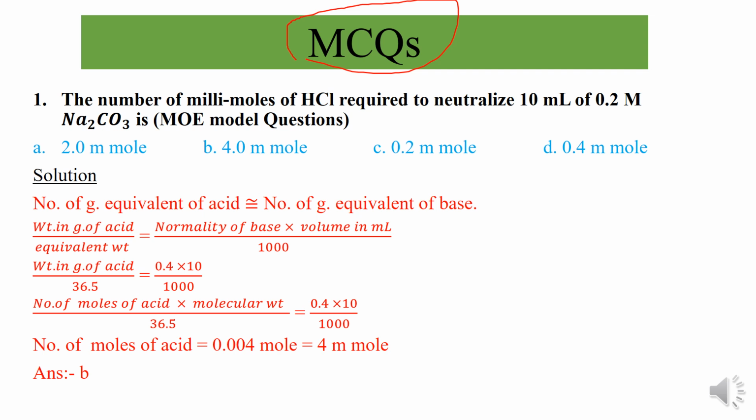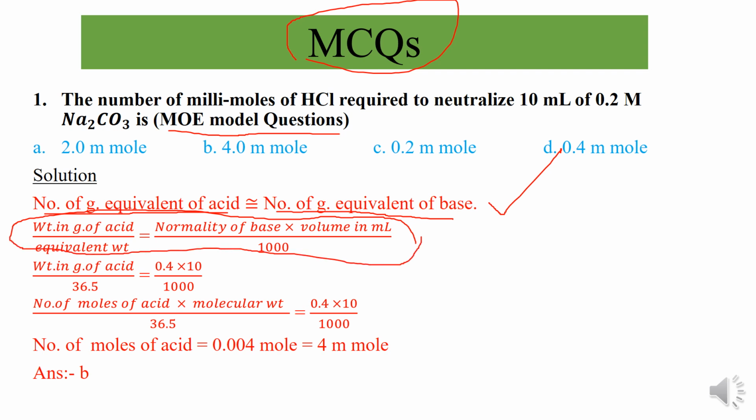The number of millimoles of HCl required to neutralize 10 ml of 0.2 M sodium carbonate is... This question was asked in MOE model questions. We have already discussed that the number of gram equivalents of acid is equal to the number of gram equivalents of base for complete neutralization, right? You have to remember this formula: weight in gram of acid by equivalent weight is equal to normality of base times volume in milliliter by 1000. Just put the value.